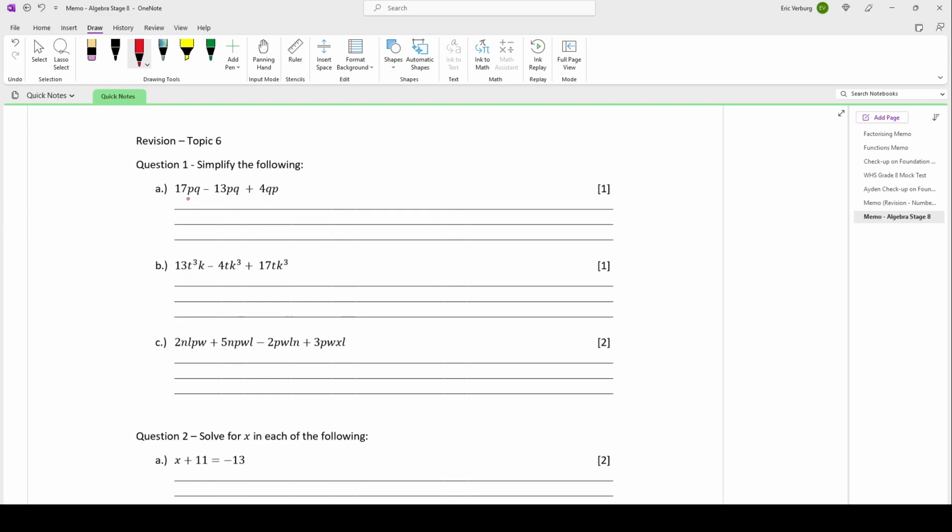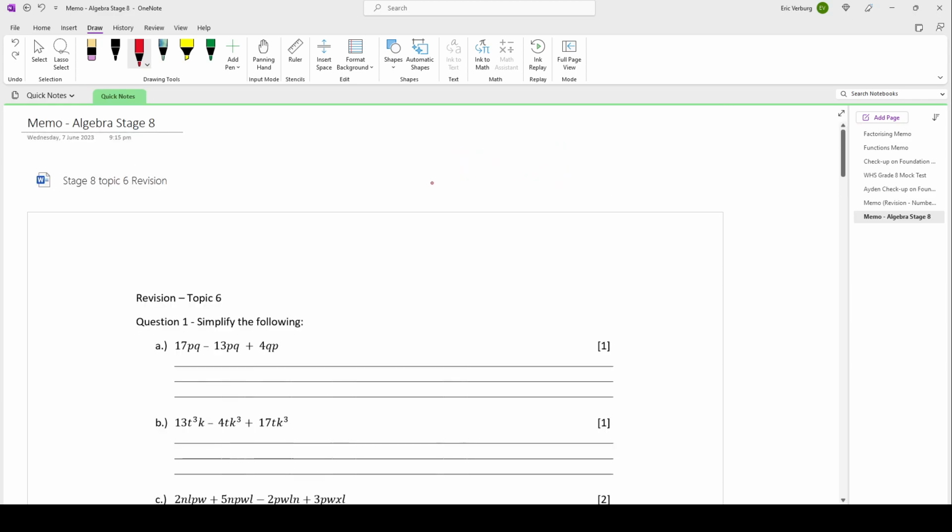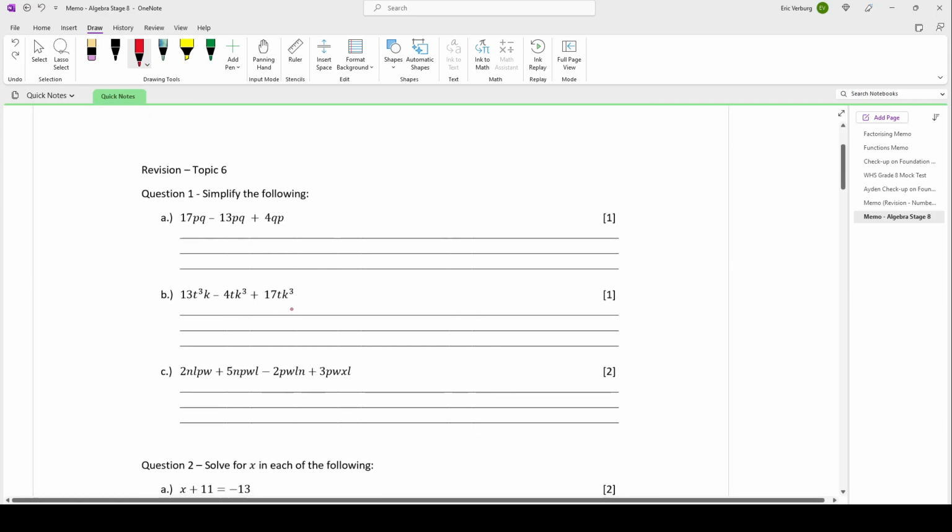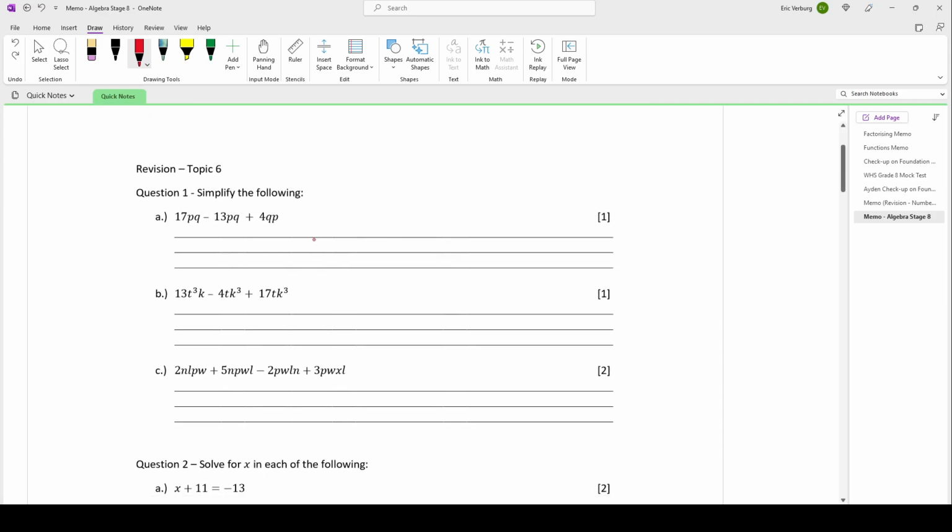As you can see, here we have pq, pq, and then qp. The order doesn't matter, right? Because if we have something like 2 times 3, that's exactly the same as 3 times 2. So p times q is exactly the same as q times p. All that matters is if it's the same letters with the same exponents. Okay, so let's start this.